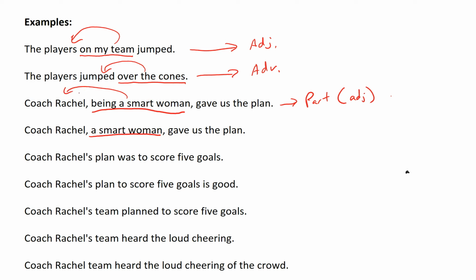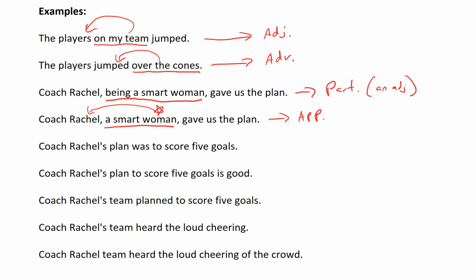Next, Coach Rachel, a smart woman, gave us the plan. And in this case, you've got the word woman, which is acting as an appositive. So this is an appositive phrase. And as you know, an appositive phrase is a noun placed next to another noun that helps identify it. And again, it can be a noun or it can be a pronoun.